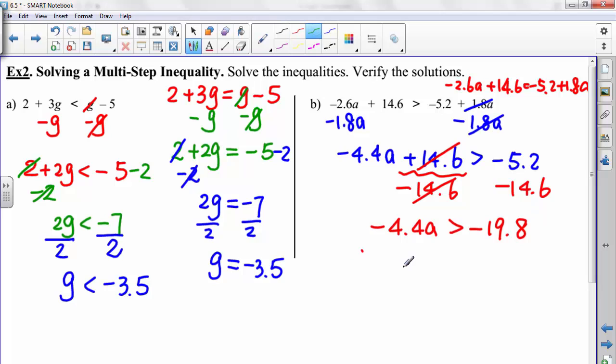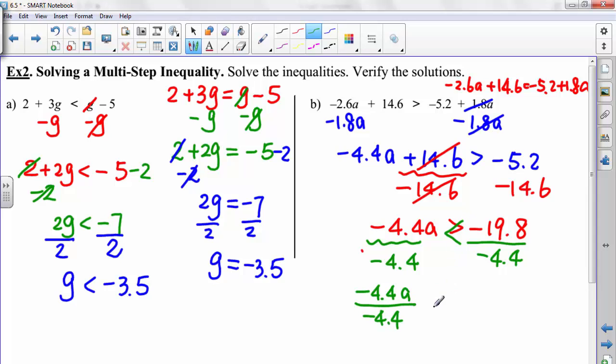Okay, the next step will be more challenging than the first inequality. You will see we have a coefficient of a, which is a negative value. Following the third property of inequality, when you divide both sides by a negative number, make sure that you reverse the sign. So if you don't like to change the sign on the original expression, you can write negative 4.4a divided by negative 4.4.